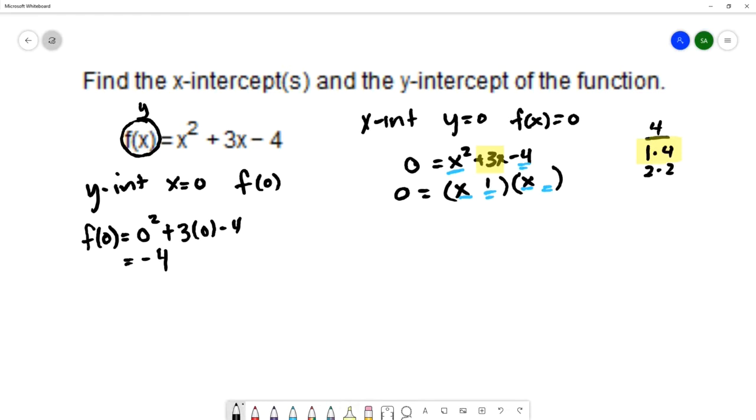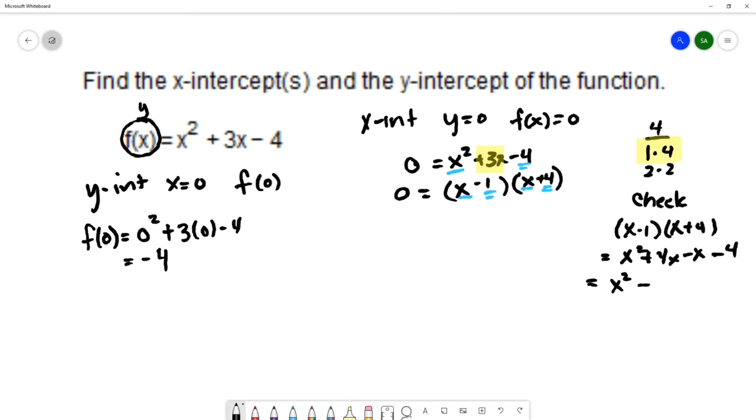We're going to get 1 and 4, and we want the 4 to be positive and the 1 to be negative. We can check our factorization to make sure that we've done it right. X minus 1 times x plus 4 is x squared plus 4x minus x minus 4. We can combine the like terms in the middle. 4x minus x is 3x.